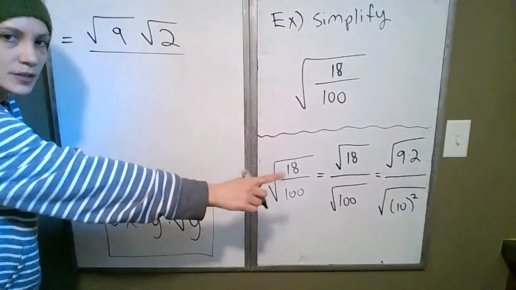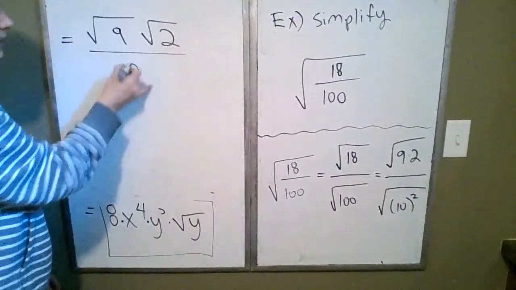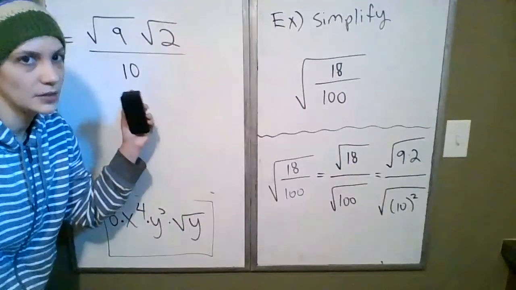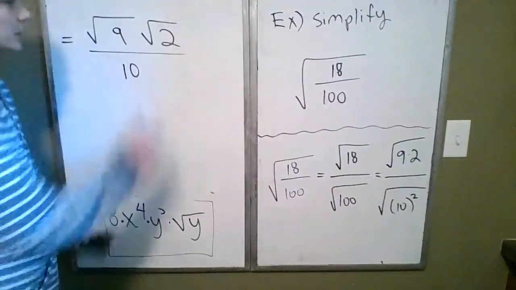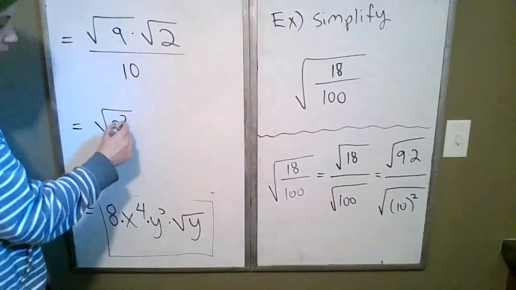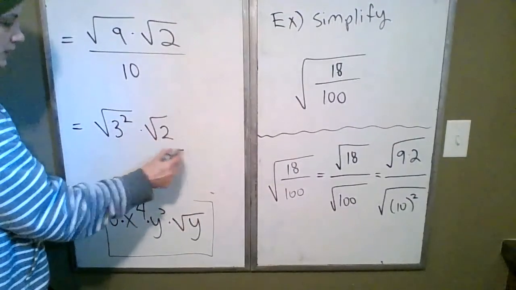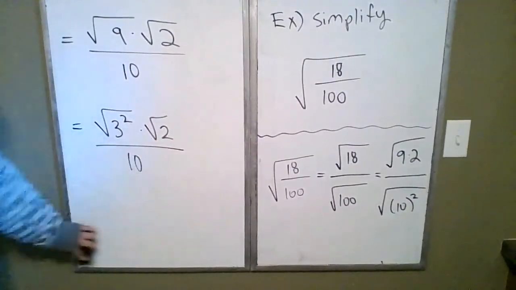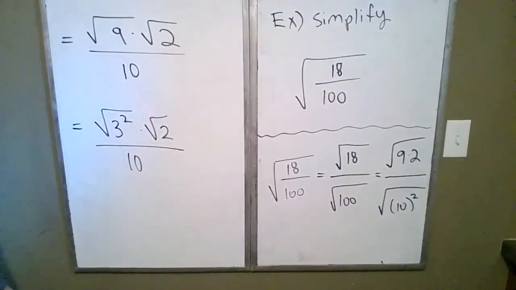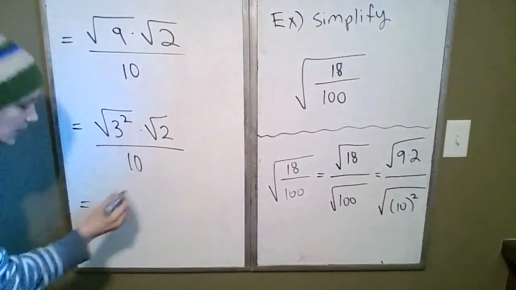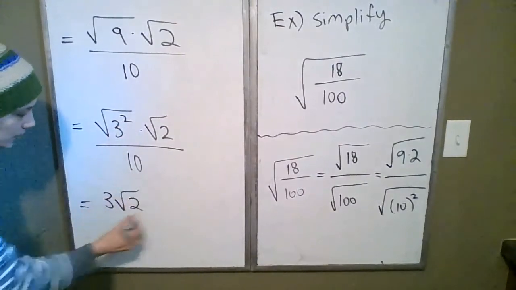When I've got that square root of 10 squared, it leaves 10. So I've taken care of having a fraction under the radical, and luckily, I don't have any radicals in the denominator. Okay, the root of 9 is the root of 3 squared. We have a root 2, so it's all over 10. The square root and that power 2 gives us this 3 multiplied with the root 2 over 10.